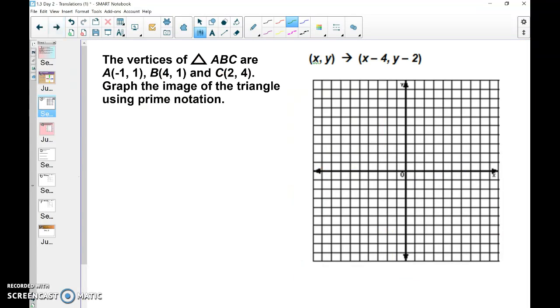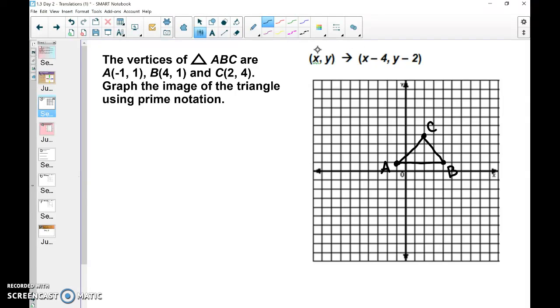We've got the vertices of ABC, and they already have them laid out for us. So we're going to start by drawing those in. A is at (-1, 1), so over 1, up 1. So this is A. Notice I'm not changing how I plot my points. That's the same way we've always plotted points. You don't change that. This is only when we move the graph that we are changing it. B is at (4, 1), and C is at (2, 4). Okay, so those are our 3 points. I'm just going to go ahead and connect them like that. And notice I've still got the labels A, B, C where they belong.